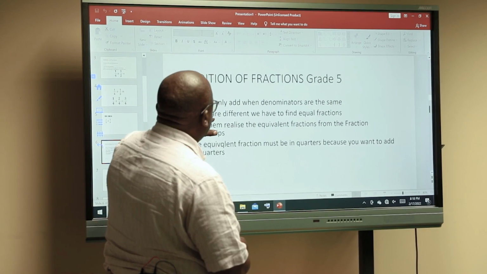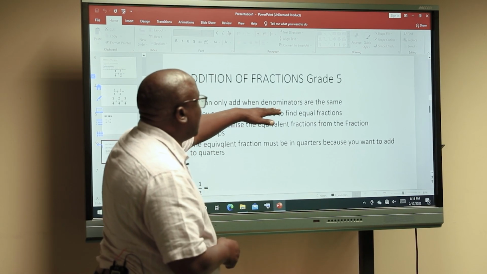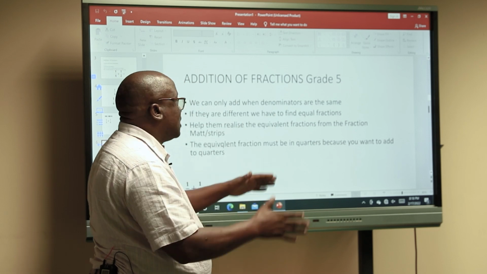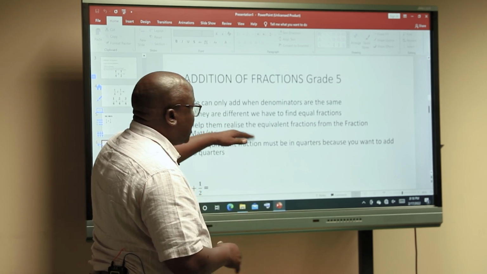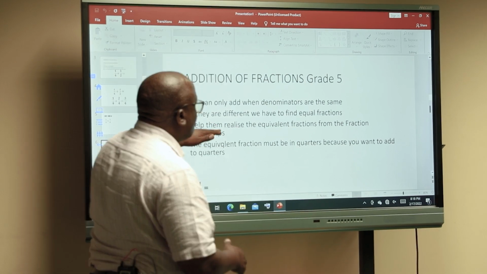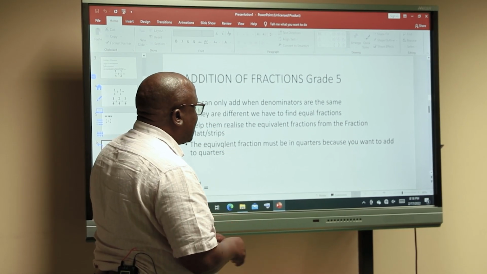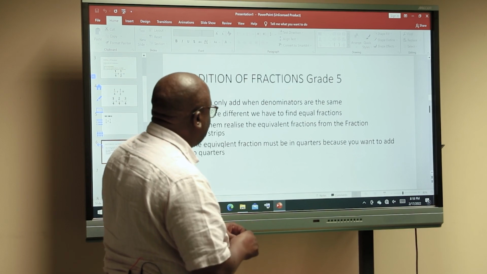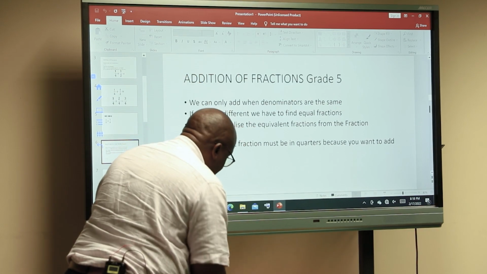When we're adding fractions, we have to emphasize to them that we will add fractions when the denominators are the same. If they are different, we have to find equal fractions. We need to help them realize the equivalent fractions from the fraction net or the fraction strips.